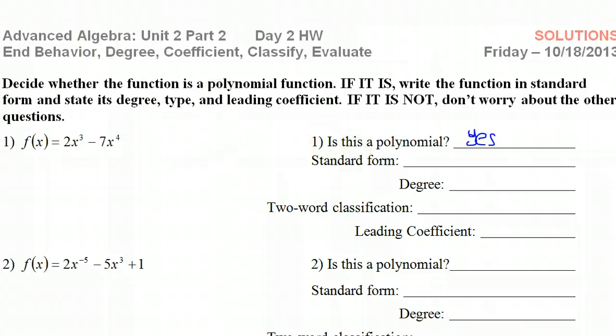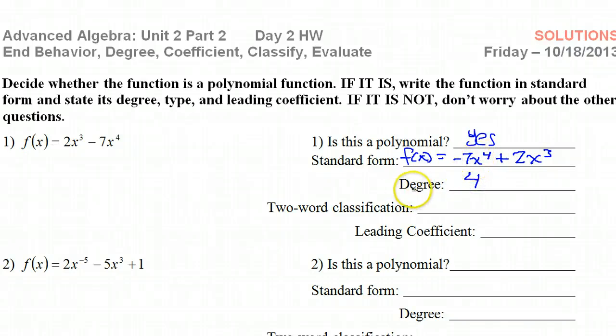Standard form means descending exponent order. So the standard form would be f of x equals negative 7x to the 4th power plus 2x to the 3rd power. That's standard form. The degree is 4 because the degree is the highest exponent.